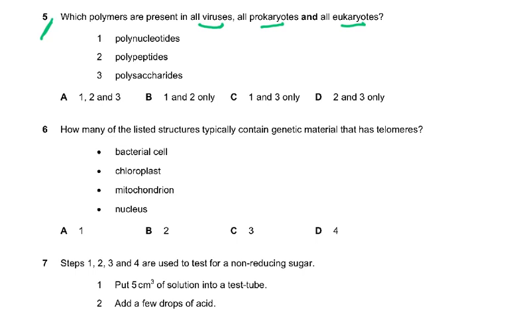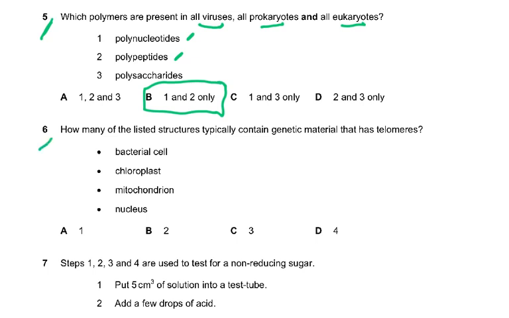Now question number 5. The answer is polynucleotides, that is they can be DNA or RNA, and polypeptides, they can be protein. You see, viruses is the confusing one. All viruses will have a protein coat and a DNA or an RNA strand. So polynucleotides and polypeptides was the answer, and that is why the answer is B.